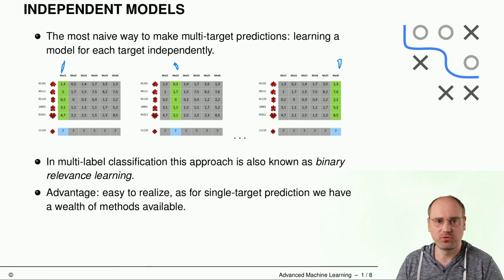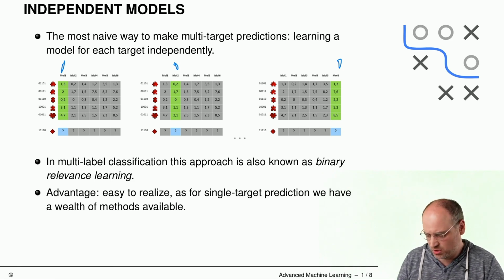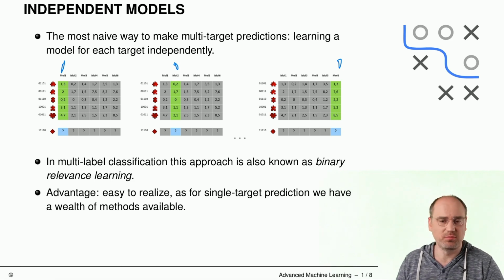The advantages are pretty obvious for this approach. It's super easy to implement, and the real advantage is that there's a huge wealth of methods available. You can even use different machine learning techniques per column. You can even run a little bit of model selection, AutoML, or hyperparameter optimization to model each individual column as well as possible.